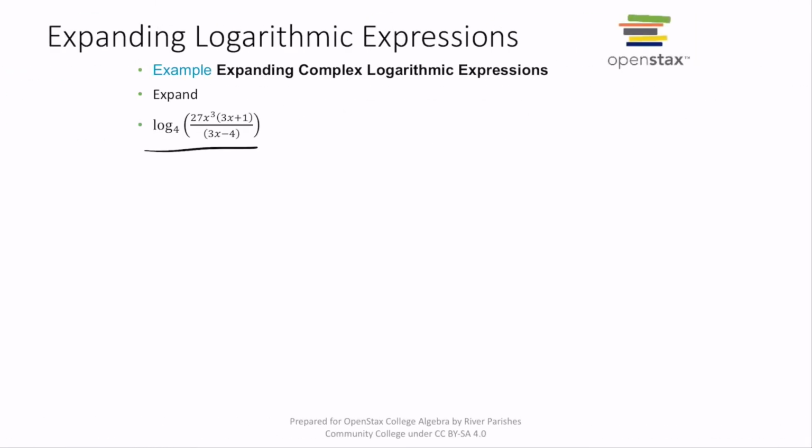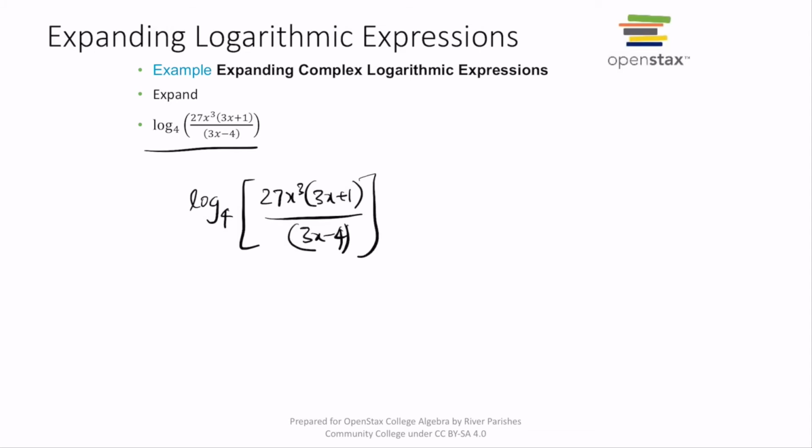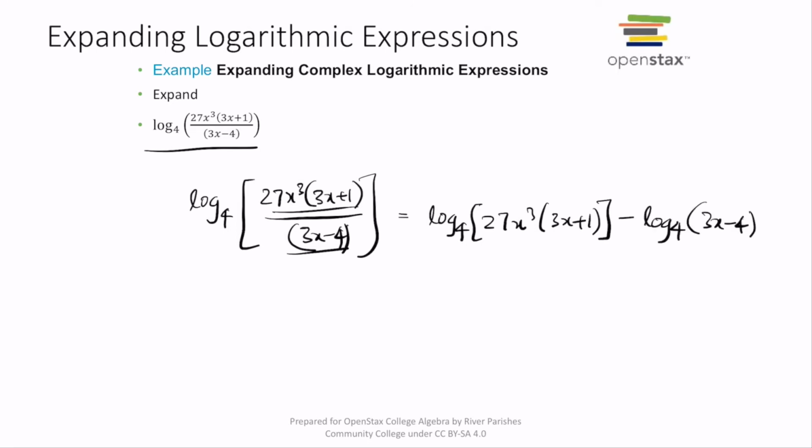Next, how would you expand complex expressions? When you have a complex expression like this, you have log base 4 of 27x cubed times 3x plus 1, divided by 3x minus 4. How would you write this one here? Log base 4, notice that this is the quotient rule first, so this by this. So log base 4 of 27x cubed times 3x plus 1 minus log base 4 of 3x minus 4.